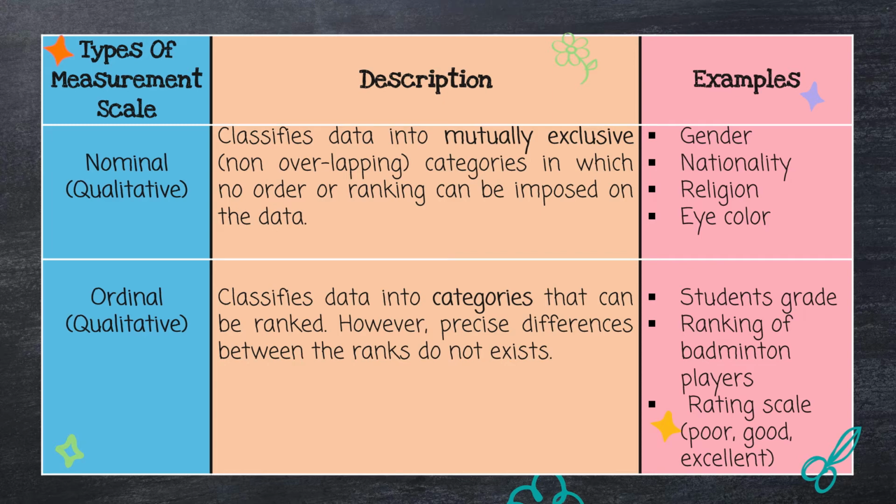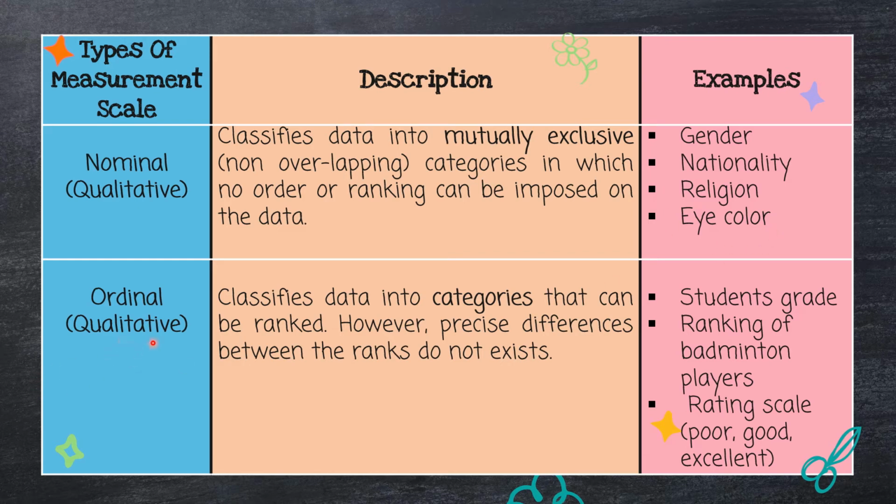So first, we have nominal scale, which is qualitative. This scale classifies data into mutually exclusive or non-overlapping categories in which no order or ranking can be imposed on the data. Here is the example of nominal scale. Gender, such as female and male. Nationality, religion, and eye color.